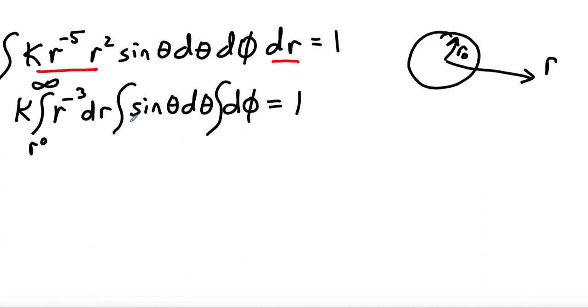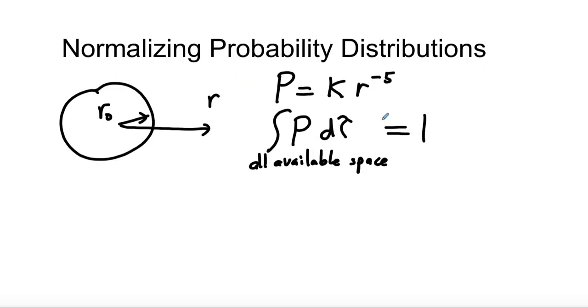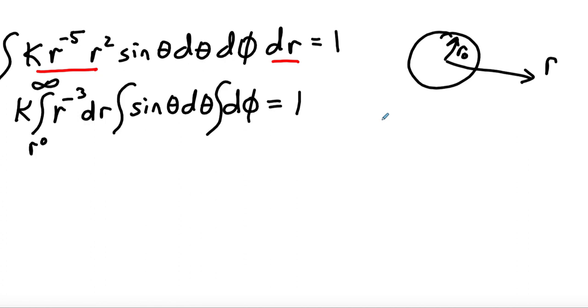Now we have to do this term, sine of theta. If you remember, for spherical coordinates, theta can go from 0 all the way down to pi. And if we look at our problem, there's no physical constraints on the value of theta. So we're going to let theta go all the way from 0 to pi. And now we look at phi. Once again, our problem doesn't have any physical constraints on the value of phi. So we're going to go all the way from 0 to 2 pi.